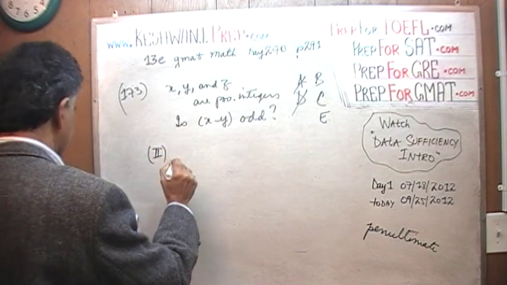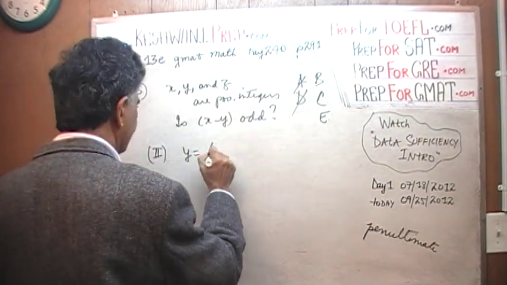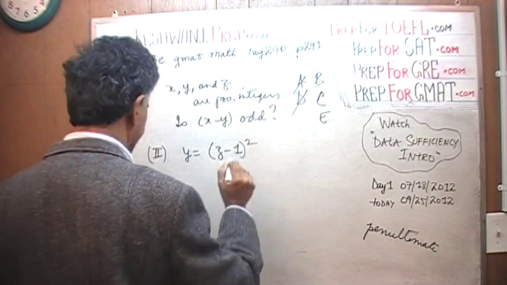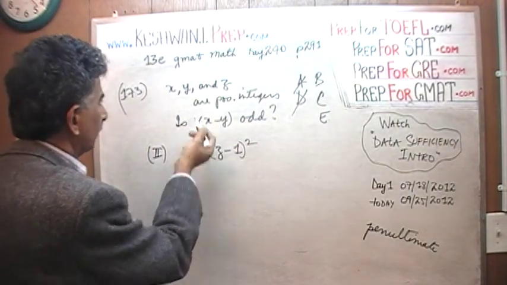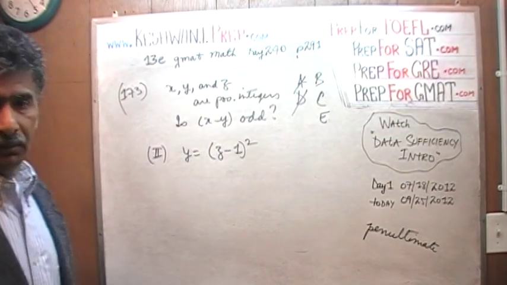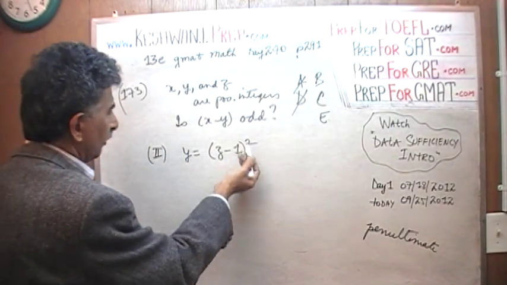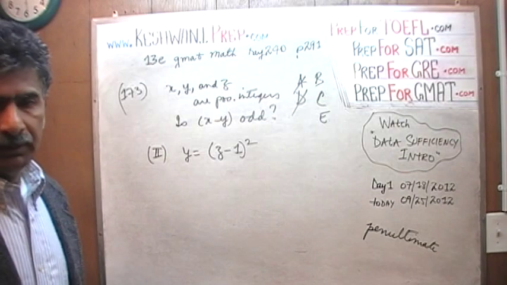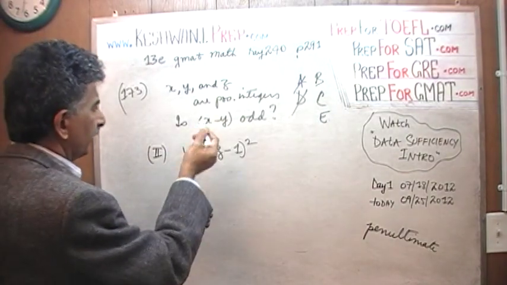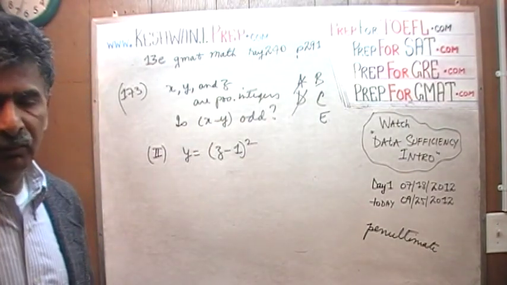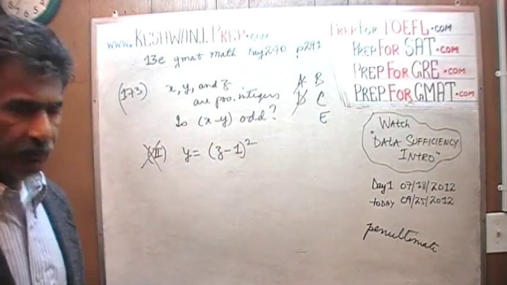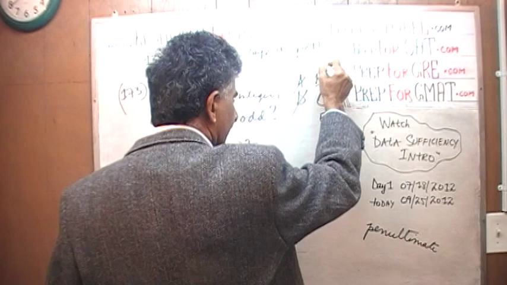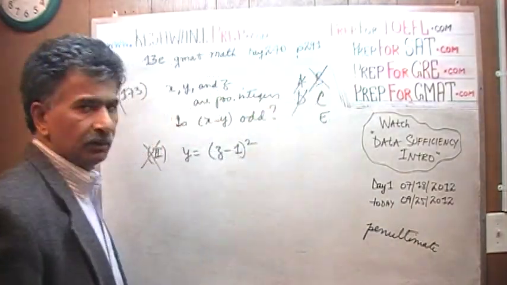Second statement tells us that y equals z minus 1 whole squared. Again, this by itself is not going to do anything. You could substitute z minus 1 whole squared in place of y, but then what good would it do? We have to find out what x minus y is. We still do not know what x is, and we still don't know what z is. It doesn't do anything. Second statement by itself is also not sufficient. At that point you cross out answer choice B.